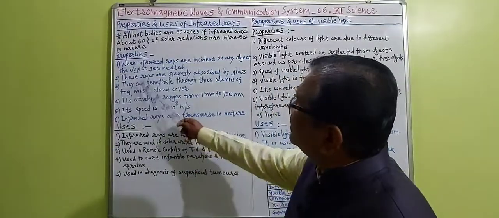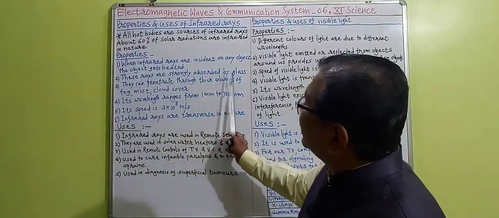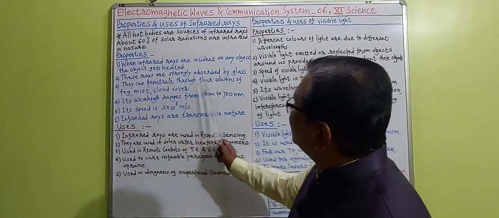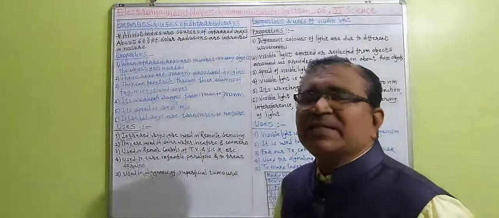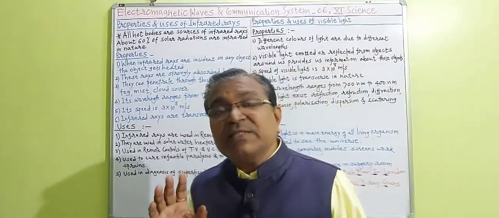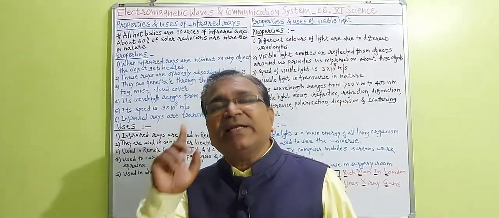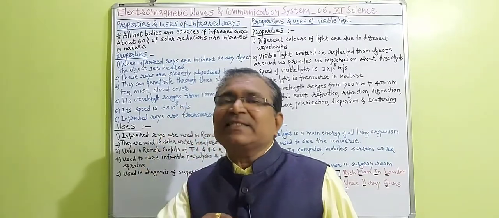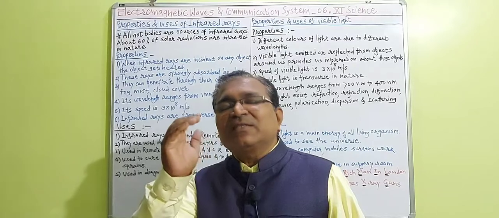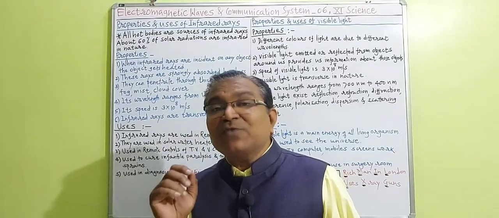Number 2, these rays are strongly absorbed by glass. They can penetrate through thick columns of fog, mist, cloud cover. What about the wavelength range? How can we remember that wavelength range? In lecture number 4, while learning the electromagnetic spectrum, I have clearly discussed how the series of the electromagnetic waves is to be remembered.